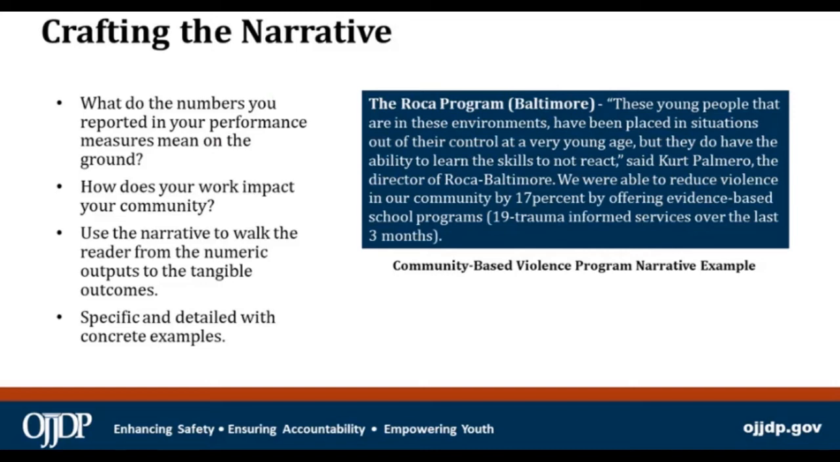You want to use the narrative to walk the reader from the numeric output to the tangible outcome. And you want to use specific and detailed concrete examples to illustrate your point. Other things to think about including in your narrative could be providing evidence to support conclusions, answering the question, what has funding allowed you to do that you could not do prior to receiving funding? And could include words like COVID-19 and pandemic when explaining COVID-19 adjustments to the program.